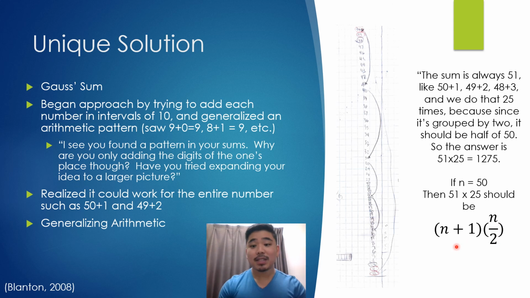because she said if it's the 50th staircase, all the sums add to 51. So this should be 50 plus 1, 51. And she knew that since everything got cut in half, because there would be 25 pairs of numbers, it would be 50 divided by 2, in other words, 25. So she expressed her pattern here and generalized her arithmetic pattern as an algebraic expression.